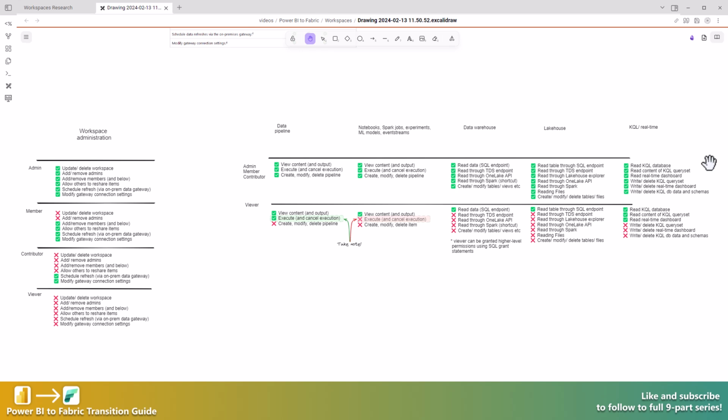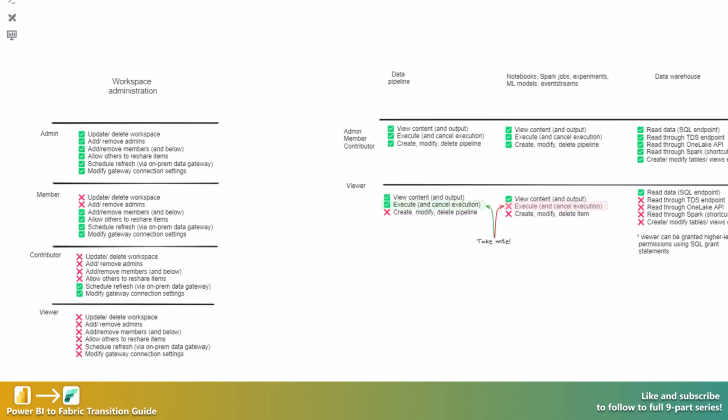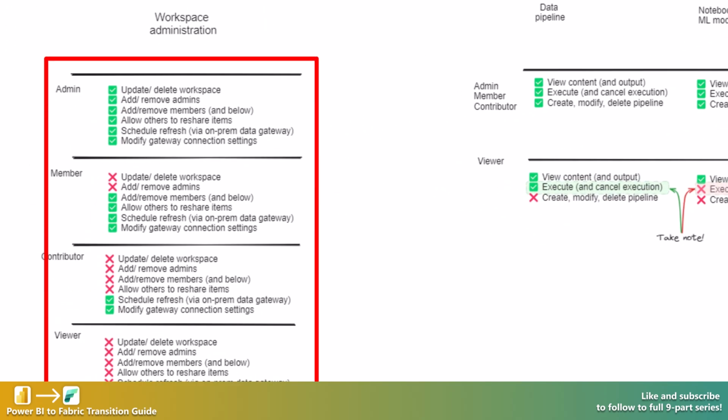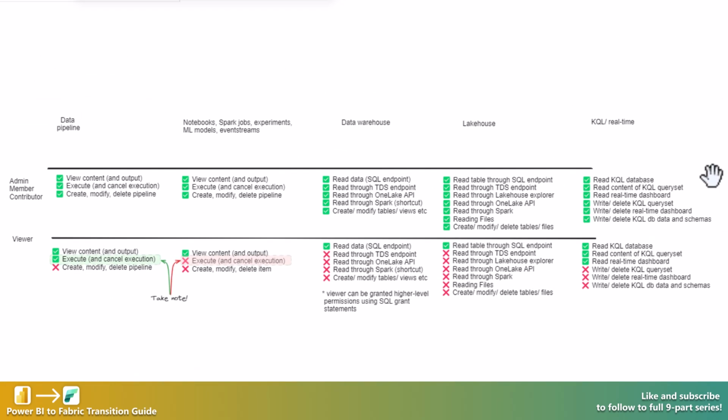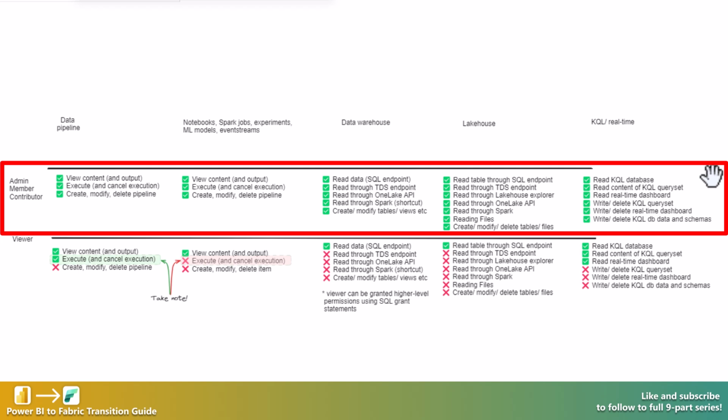I've actually split it out into two tables. One is for workspace administration type duties. And for these, each of the four roles can do slightly different things. So that's important to note. But for all the Fabric item related stuff, so all the stuff related to data pipelines, related to data warehouse, all the Fabric item stuff, as I would call it, you'll notice that the permissions for admin, member, and contributor are all the same, which is why I've grouped them.